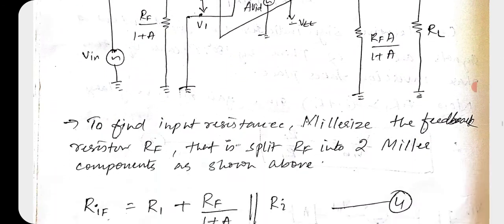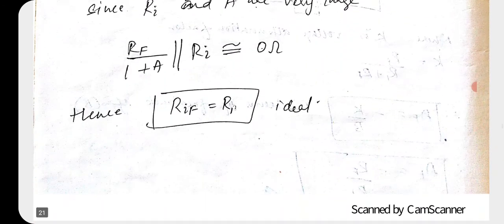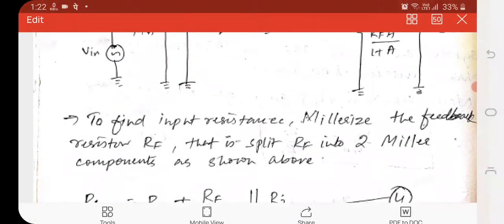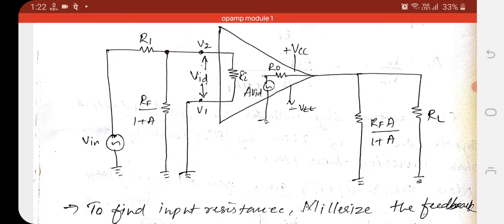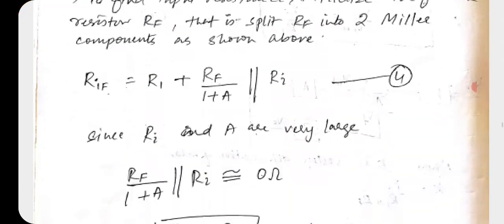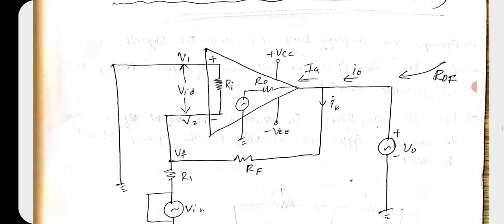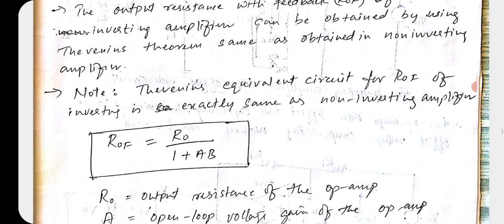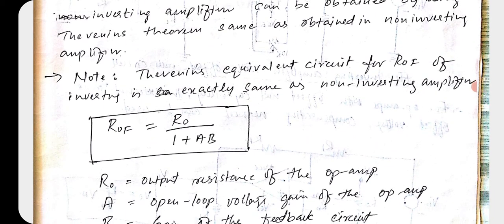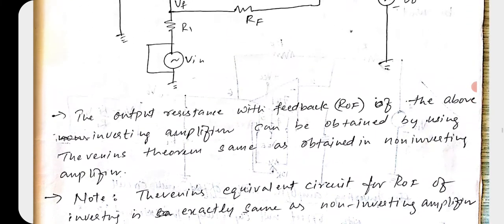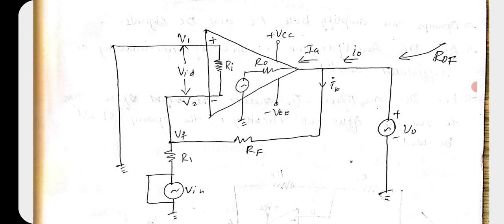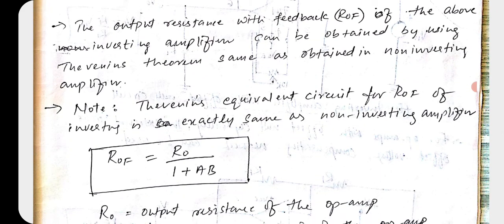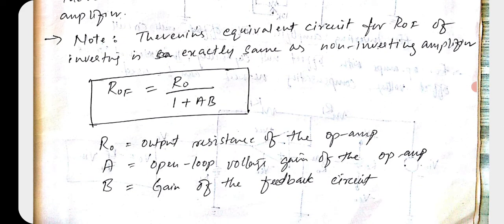Input resistance, once again, if you derive, it will be R1 itself, ideal. Input resistance will be only Ri. Output resistance with feedback is going to be ROF equal to R0 divided by 1 plus AB. You are required to draw these op amp circuits as they are, then you need to write this sentence and these final equations. No need to derive this.